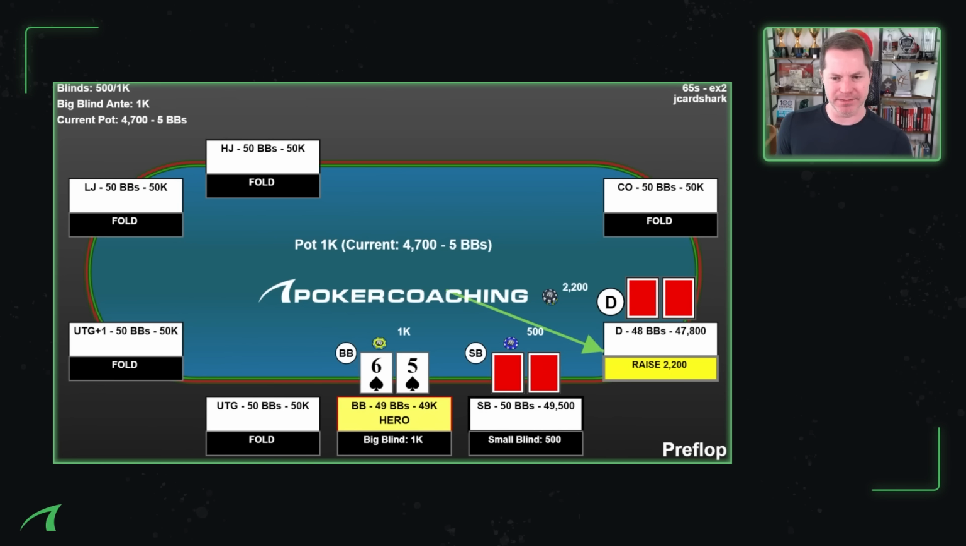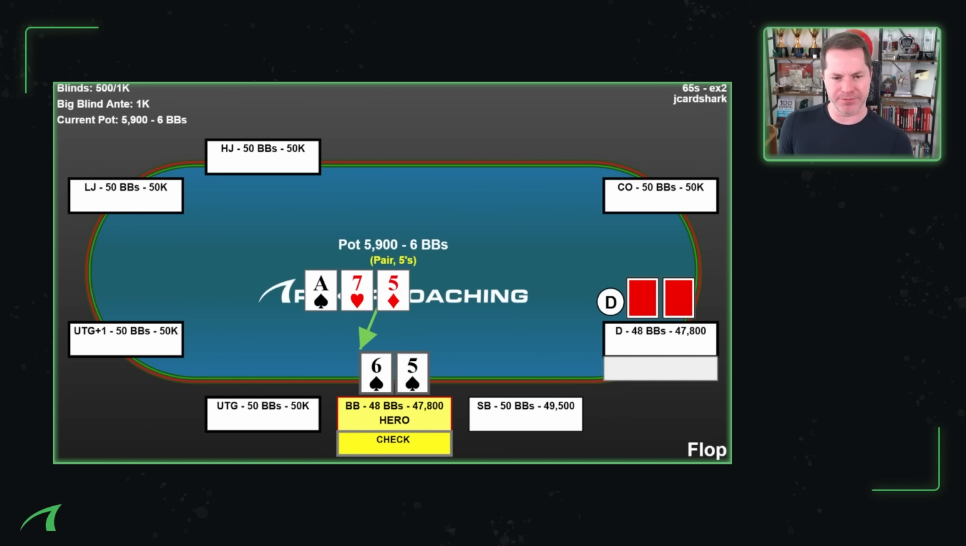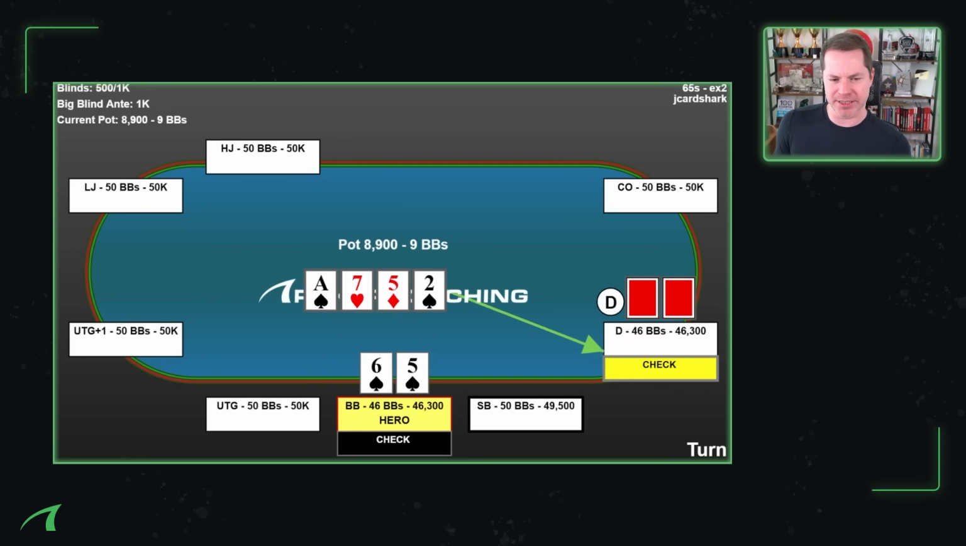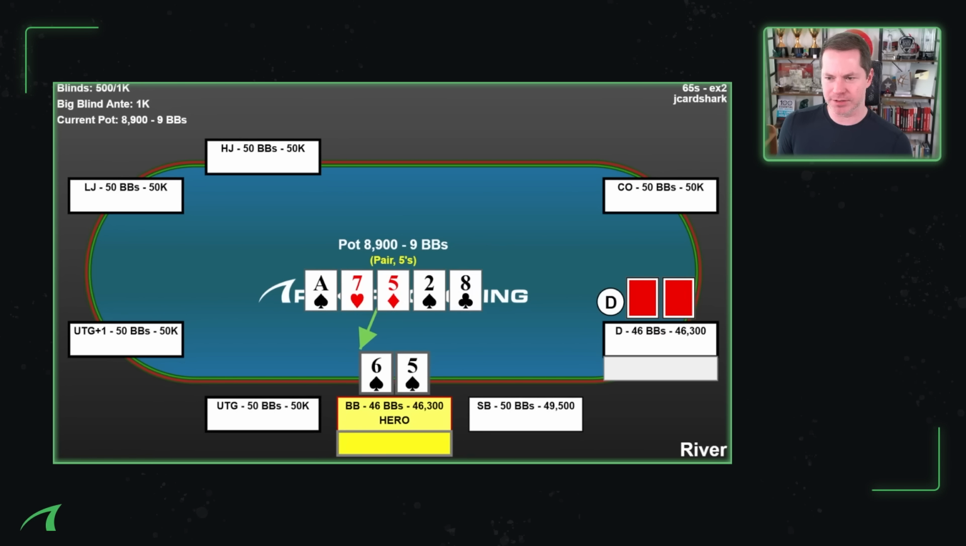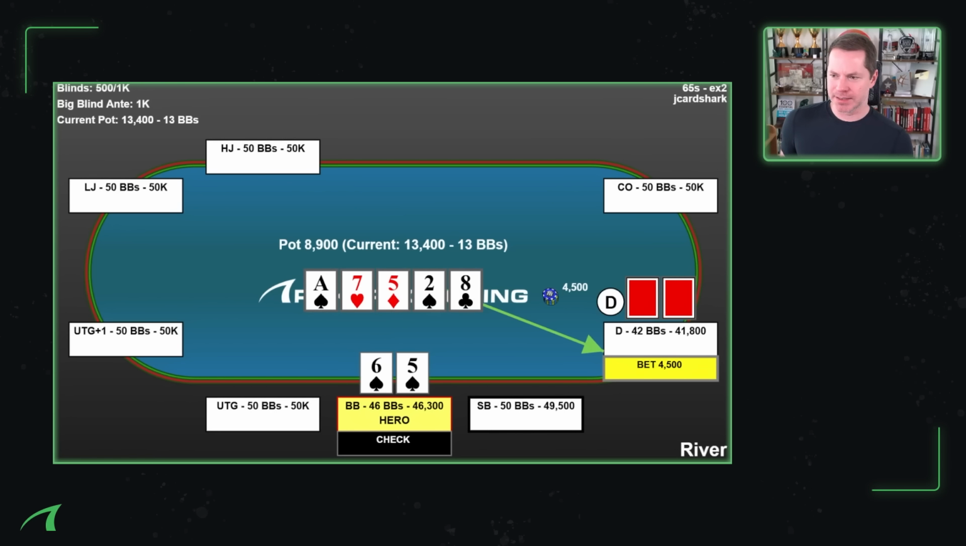6-5 of spades. Button raises. We call from the big blind. Ace-7-5. We check. They bet. We call. Turn is a 2 of spades. We check. They check. Okay. River 8. Should we lead? We do not this time. And now they bet half pot on the river. So let's take a look at this spot in the solver.